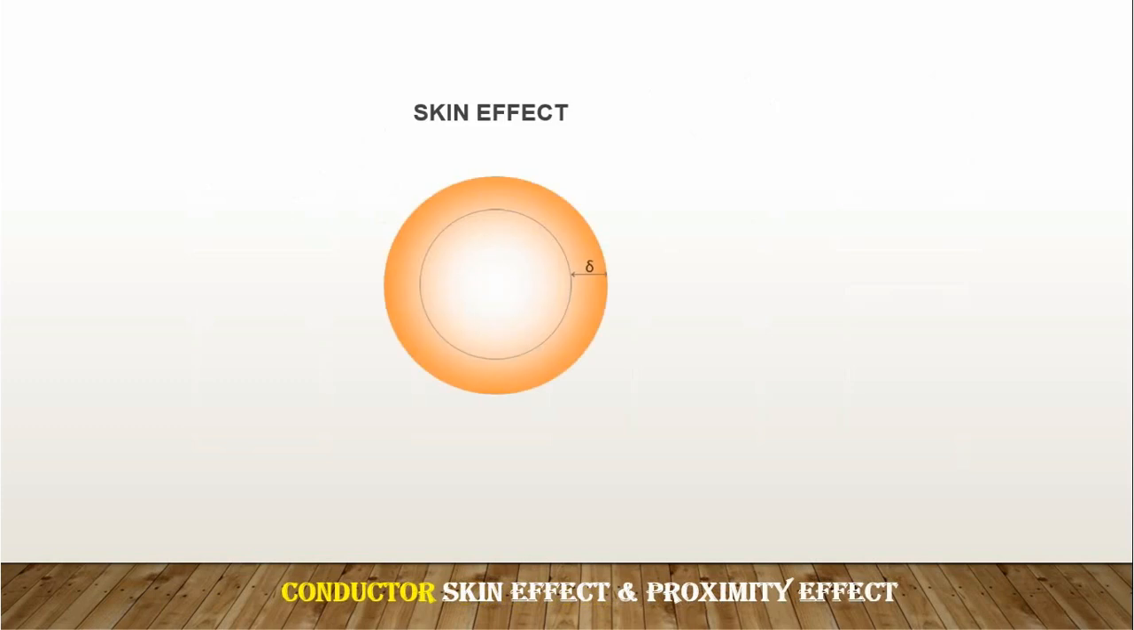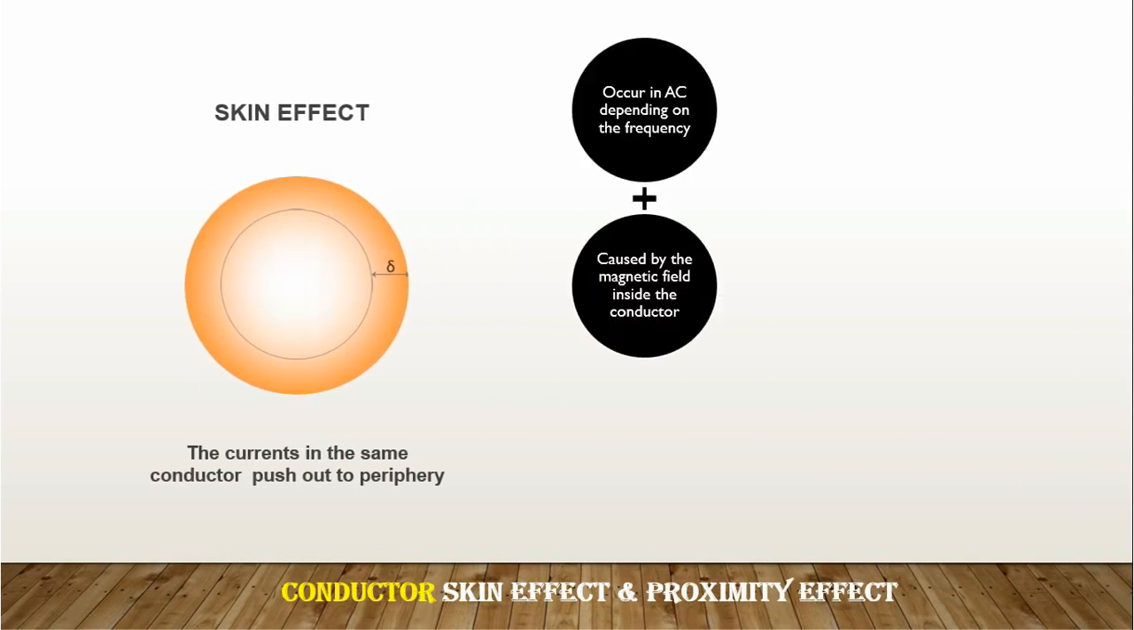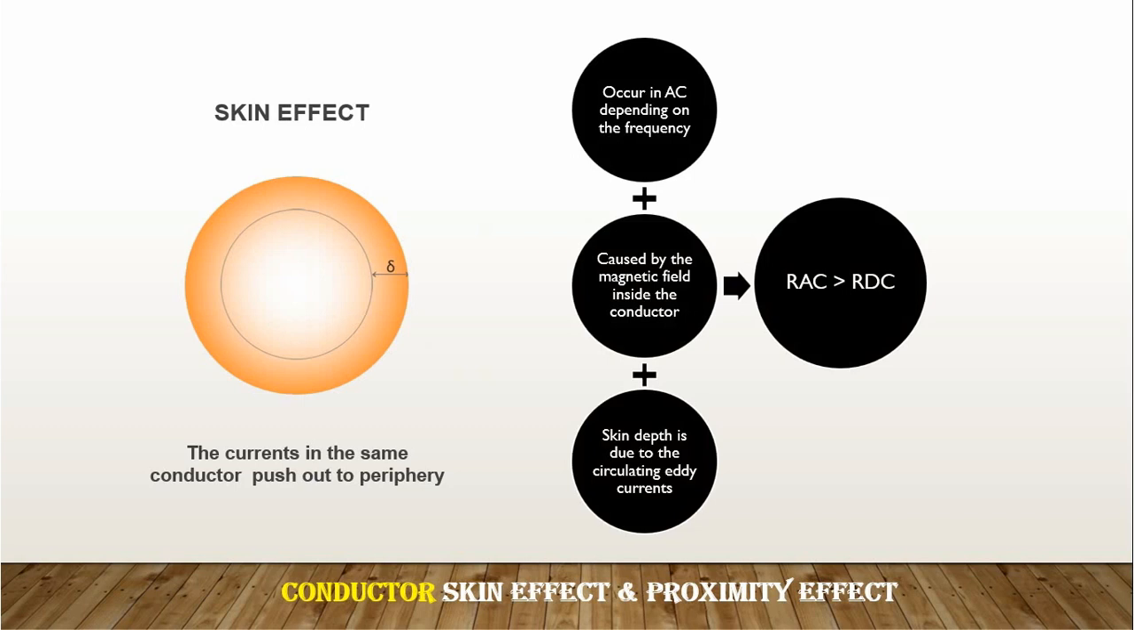There are many phenomena that happen to the conductors, like here the skin effect, where the current tends to flow near the surface of the conductor rather than the center of the conductor. That happens in AC depending on the frequency, caused by the magnetic field inside the conductor and creating what is called a skin depth, due to the circulating current, the eddy current. All of this will result in an AC resistance greater than the DC resistance of the same conductor.